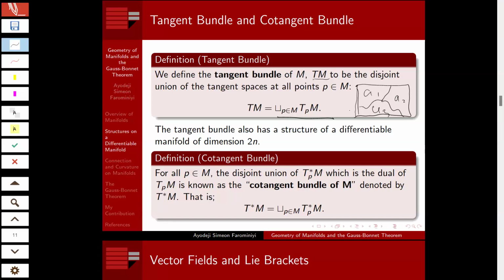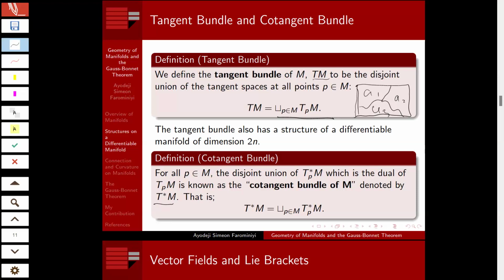So as I was saying, the tangent bundle can also be proved to have the structure of a differentiable manifold itself. You know that the tangent bundle is a collection of tangent spaces to points on the manifold. But we can also prove that the tangent bundle is a differentiable manifold with dimension 2n. All right, then that's the first structure. But for all p, we can also take the disjoint union of the cotangent spaces. And this gives us the cotangent bundle of M, which is also denoted as T star M.